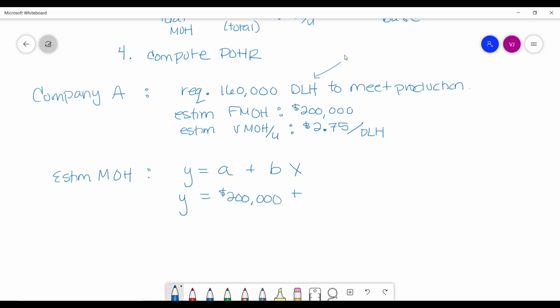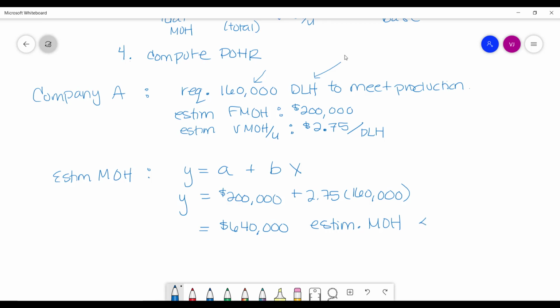B is your variable cost per unit, or in this case your variable overhead per unit, $2.75. Okay, and then what's X? Remember they said they estimate that they are going to need about 160,000 direct labor hours to complete production for this next period. So we're going to plug that into X for the level of activity. So we plug that into our calculator. We should get $640,000 of estimated manufacturing overhead for the period to come.